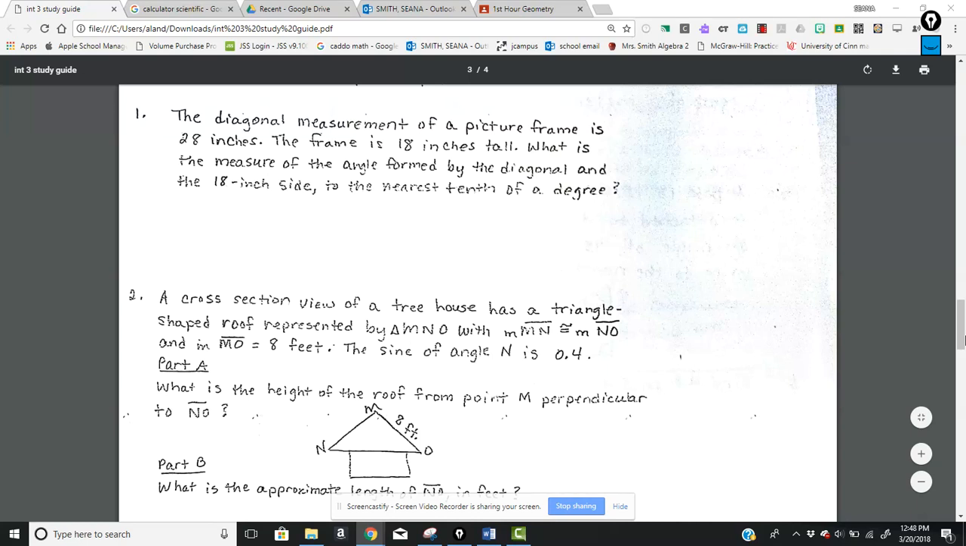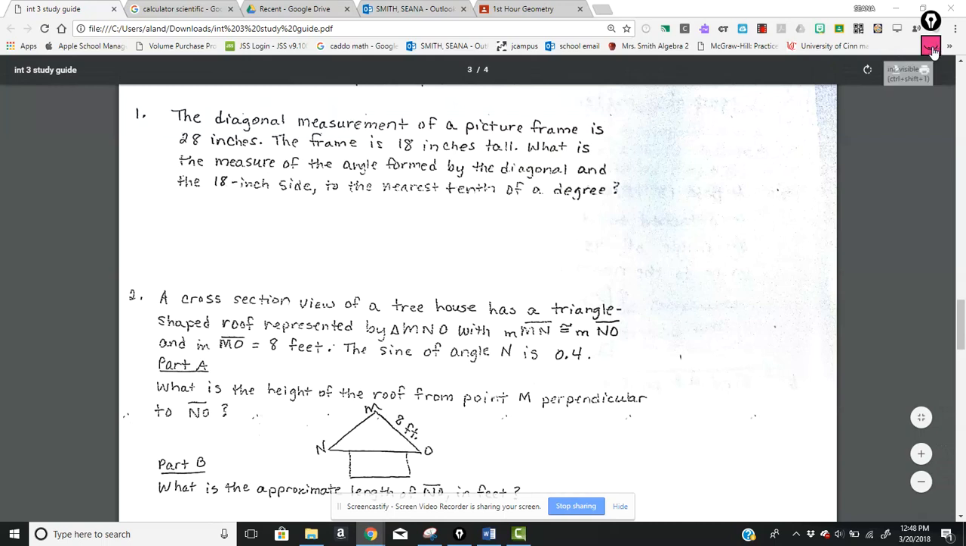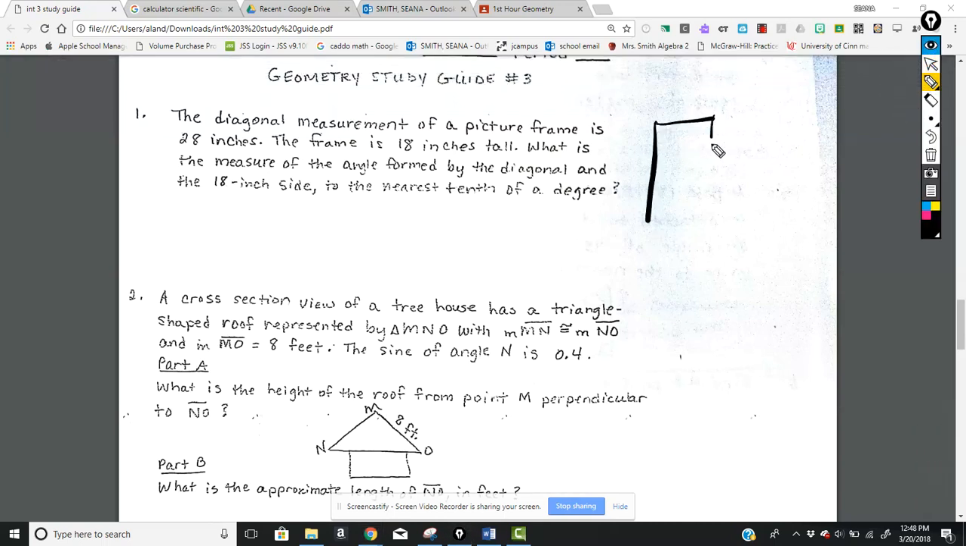Okay, we're looking at study guide number 3. We're looking at problem number 1 and 2. So number 1: the diagonal measurement of a picture frame is 28 inches. The frame is 18 inches. So let's see if we can draw a picture of that. Here is our picture frame. It's 18 inches tall, and the diagonal stretches across like this, and that is 28 inches.